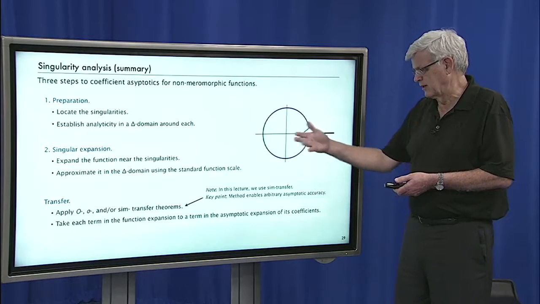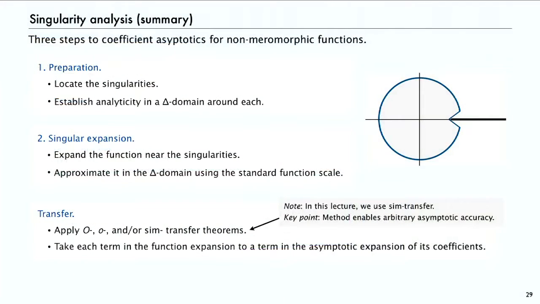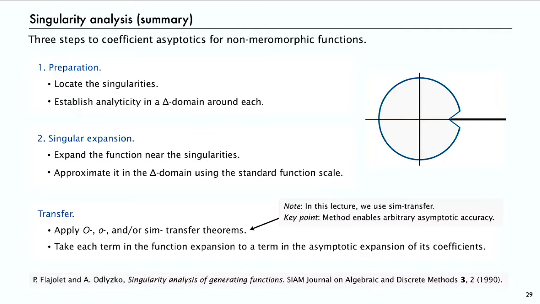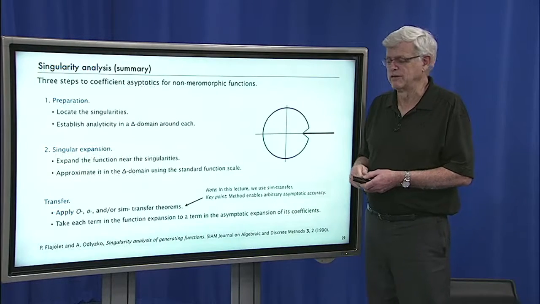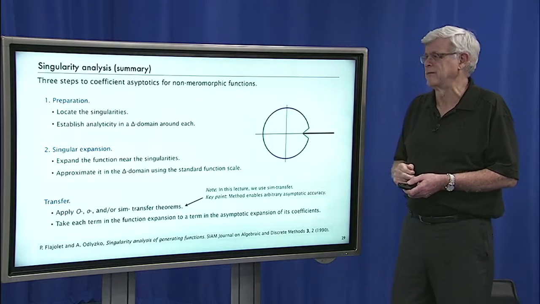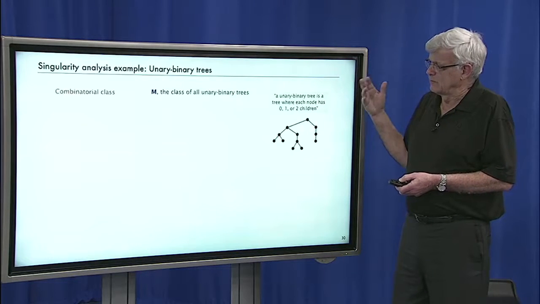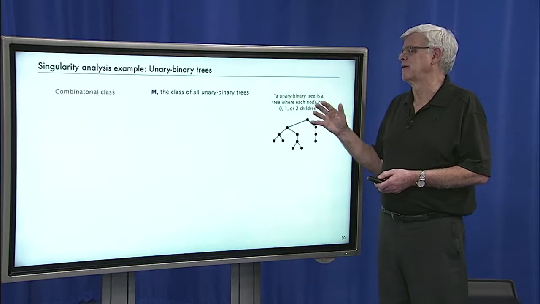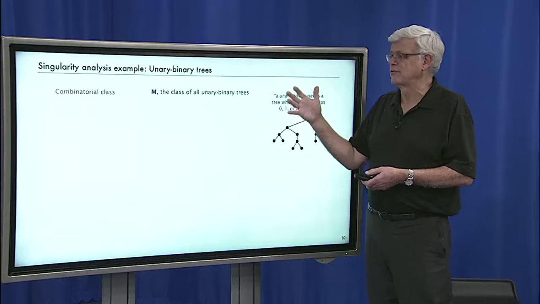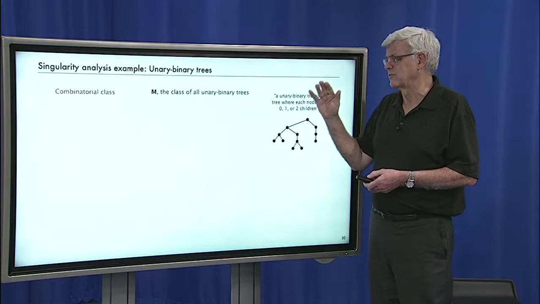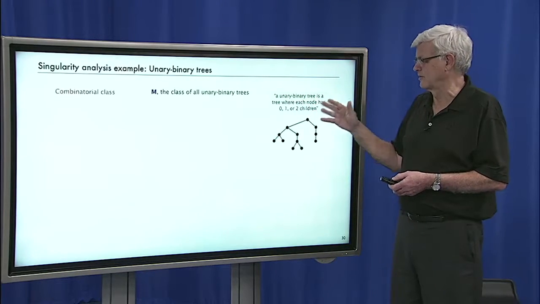And then, term by term transfer means take each term in the function expansion to a term in the asymptotic expansion of the coefficients. That's the Flajolet-Odlyzko singularity analysis paper, a great paper to read if you're into reading classic math papers. So we'll just take one example and sketch how singularity analysis gives us coefficient asymptotics for this example.